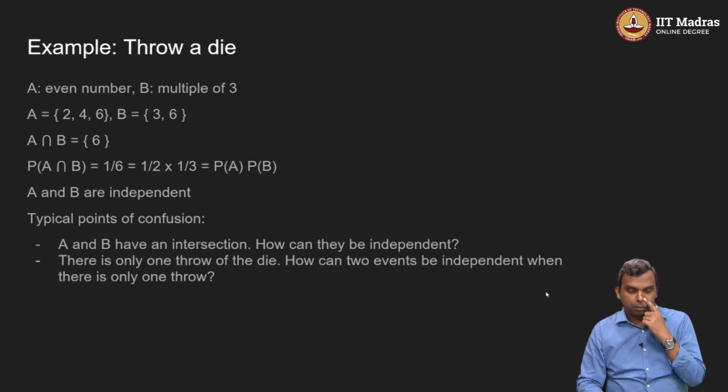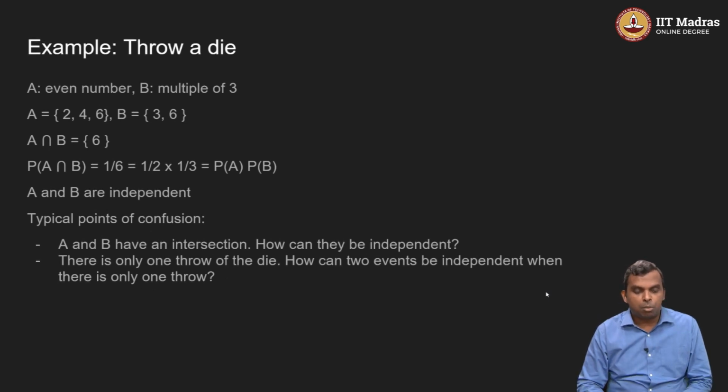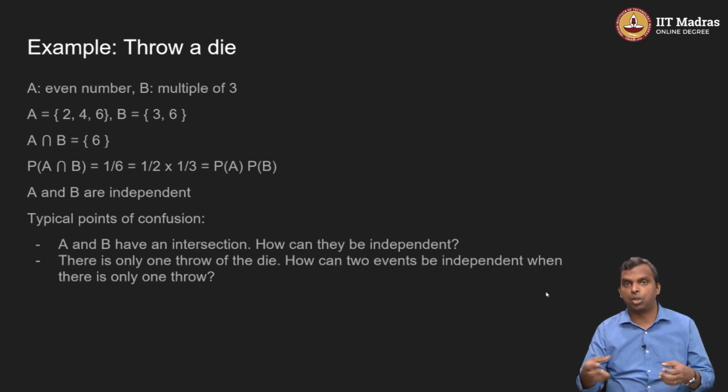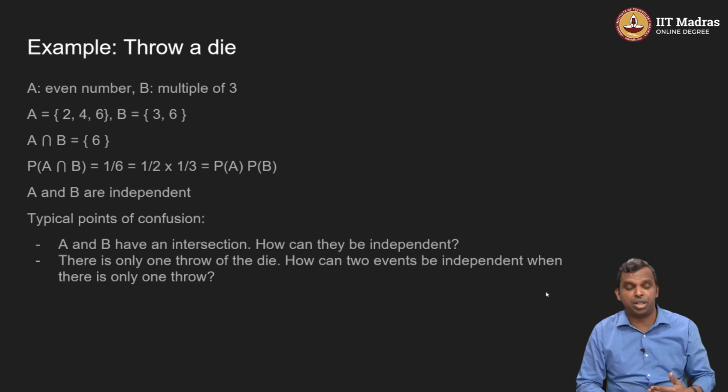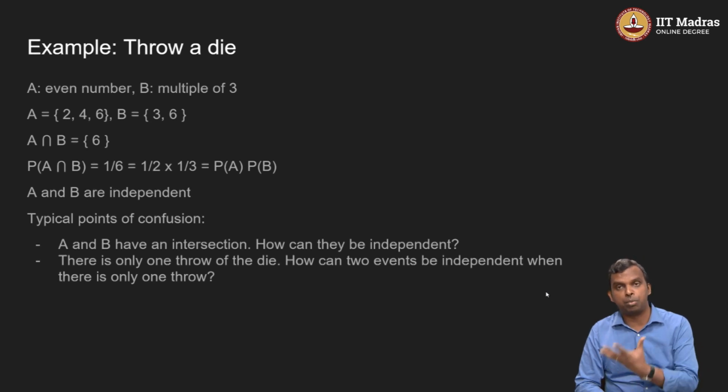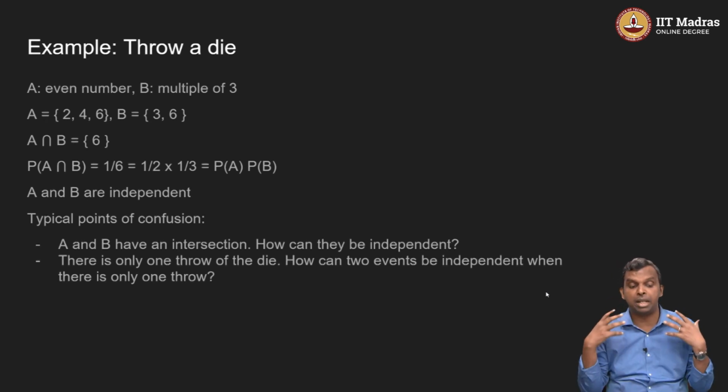Here's another example. I'm going to modify this event B slightly. A is still the even number 2, 4, 6. I'm going to make B a multiple of 3. B is the event that the number that showed up is a multiple of 3. A is the event that the number that showed up is 2, 4, 6, an even number. You go through the mechanics of the definition. A intersect B is just 6 alone. Probability of A intersect B is 1 by 6. That's clearly 1 by 2 into 1 by 3. That's P of A into P of B. So the definition holds. So A and B are independent. The event that you get an even number is independent of the event that you get a multiple of 3.